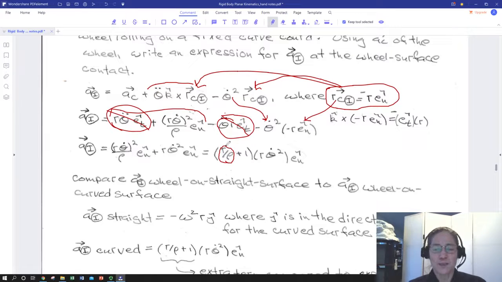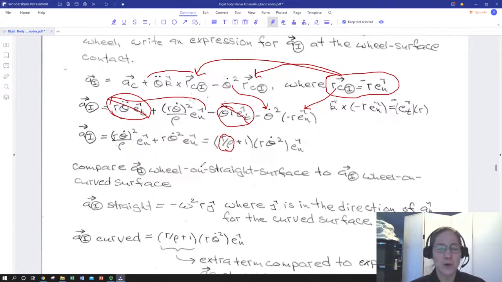This is always positive. So our acceleration at the point of instantaneous zero velocity for a wheel rolling on a curved surface is always going to be a bit bigger than it is for the straight surface. And again, we need that extra acceleration because not only are we accelerating that point on the wheel around the curve of the wheel, keeping it going in a circle, but the center of the wheel is also going in a curved path. So you have two things that need to curve, so you need extra acceleration to curve them around, is one way to think about it.